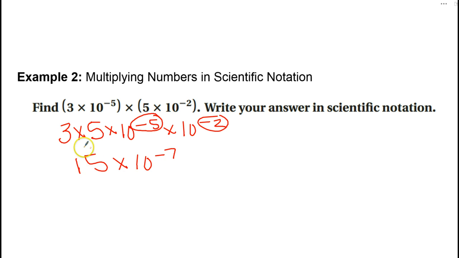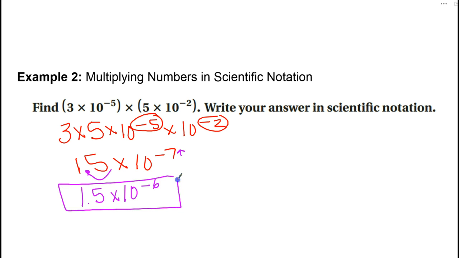Once again, 15 is bigger than 10, so that number is not in scientific notation. If I place the decimal point right here, I have to swoop it once, which means this exponent increases by 1. So now this is going to be 1.5 times 10 to the negative 6th power. Remember, if it's increasing by 1, it's really getting closer to 0, so that's why it's negative 6.